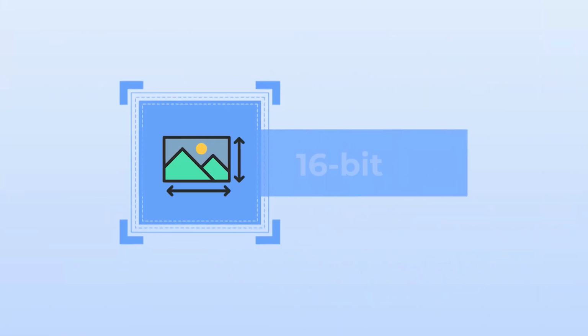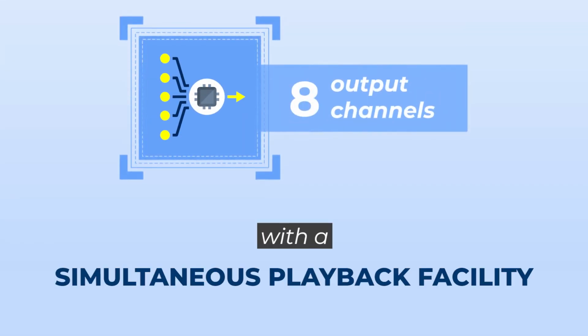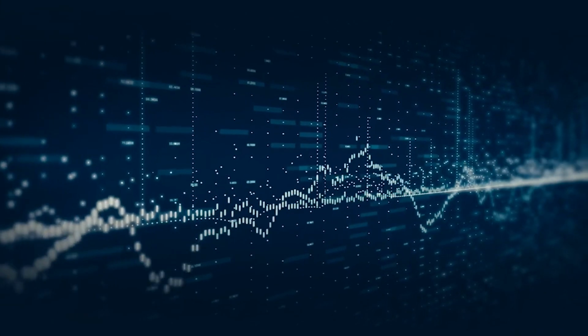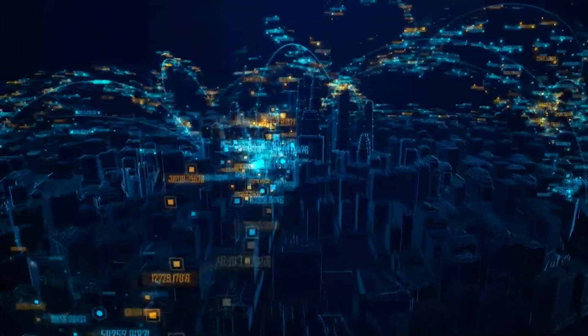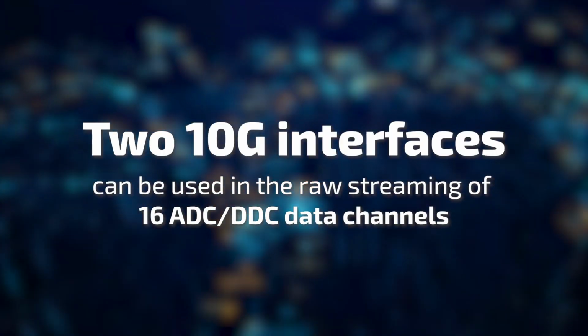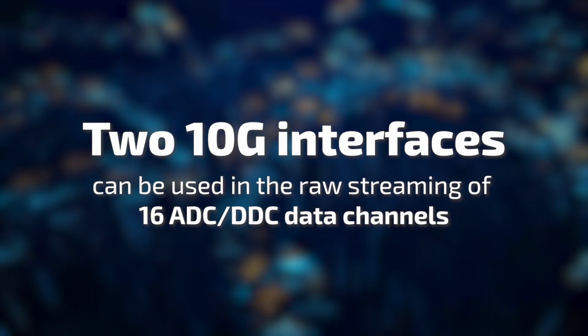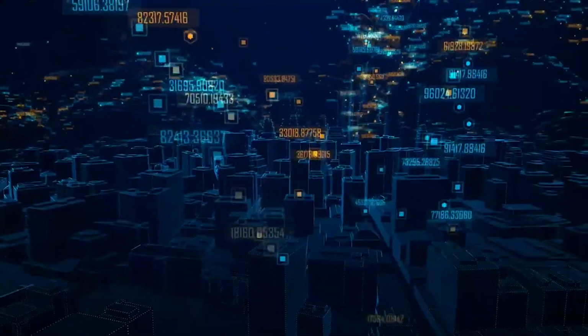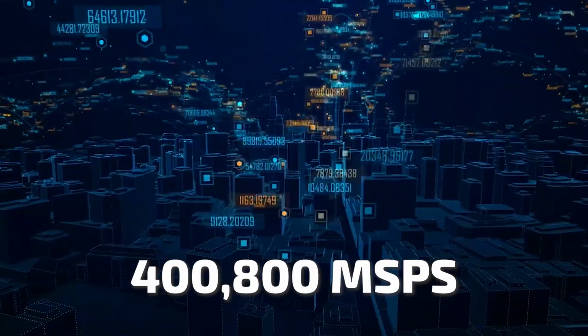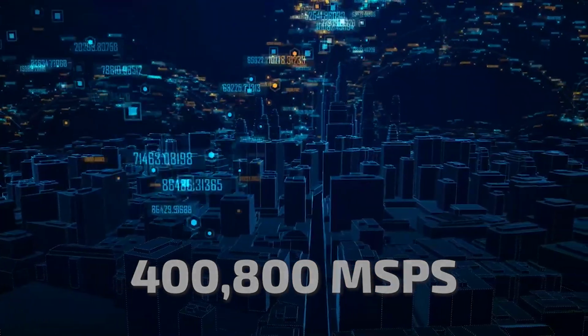This IF recorder has a 16-bit resolution, 200 MSPS sampling rate, and 8 output channels with a simultaneous playback facility. Also, we can load custom waveforms for playback from the host PC to the IF recorder. It has a unique feature of 2 10G interfaces that can be used in the raw streaming of 16 ADC, DDC data channels. The output resolution of 16-bit and sampling rate of 200 MSPS can be interpolated to 400, 800 MSPS.